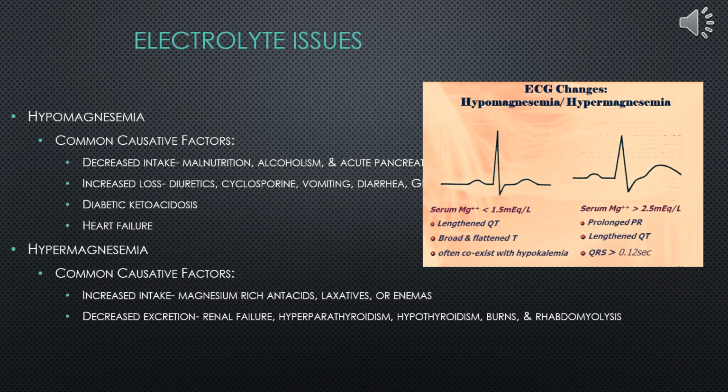EKG changes generally with hypomagnesemia. They have a prolonged QT interval. They can have some arrhythmias such as sinus tachycardia or torsades de pointes. So that's something worth thinking about for hypomagnesemia.